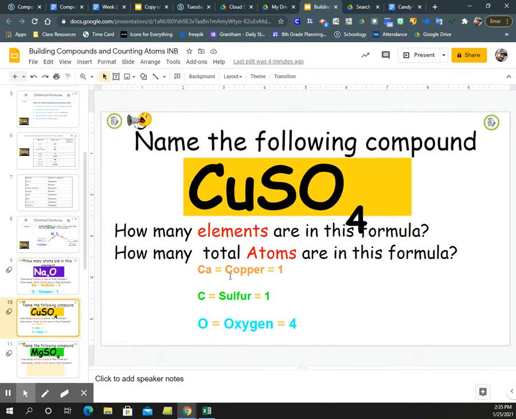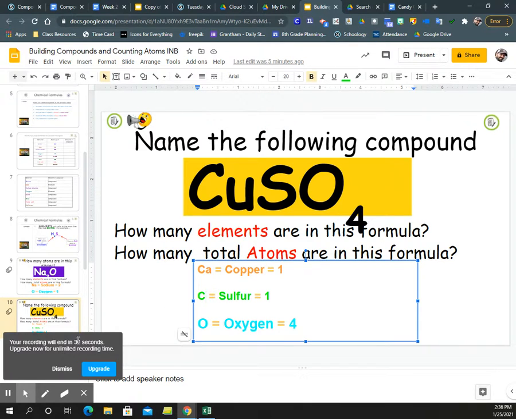All right. Again, we have 3 capital letters, so we have 3 separate elements that make up this compound. We have Cu, that's copper. There is no subscript, so it's 1 atom of copper. Sulfur, there is 1 atom of sulfur. And then oxygen, there are 4. Okay, I'm not sure why these are not how they're supposed to be.